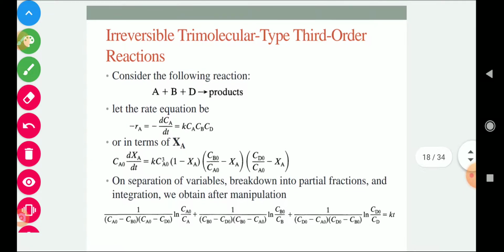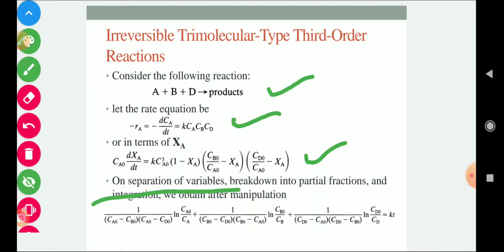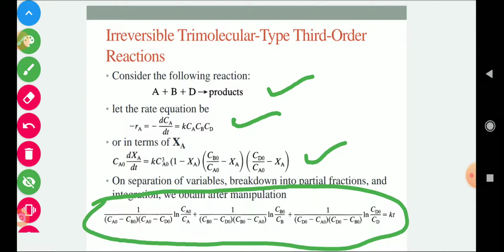The next example is an irreversible trimolecular, third order reaction. Here A plus B plus D react to give product. So the rate equation will be Ra equals k Ca into Cb into Cd. Again, if we rewrite that equation in terms of conversion, it is converted into this form, and finally if we integrate that equation, this is our final expression.